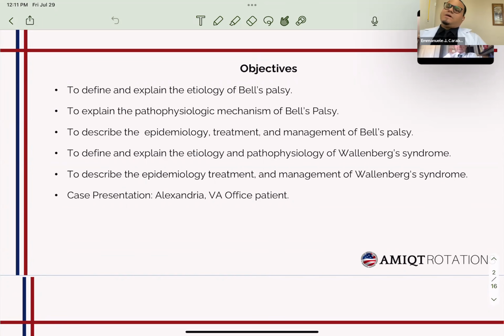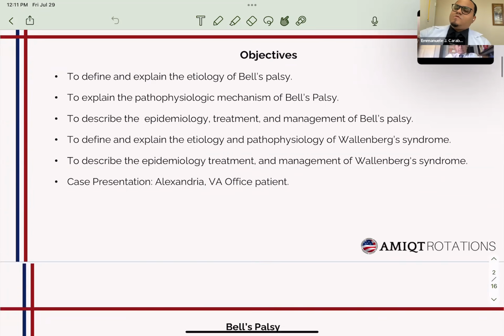Okay, so today's objectives are to define and explain the etiology of Bell's palsy, to explain the pathophysiologic mechanism of Bell's palsy, to describe the epidemiology, treatment, and management of Bell's palsy, to define and explain the etiology and pathophysiology of Wallenberg syndrome, and to describe the epidemiology, treatment, and management of Wallenberg syndrome. And finally, I will do a case presentation of the patient that we had in the Alexandria, Virginia office.